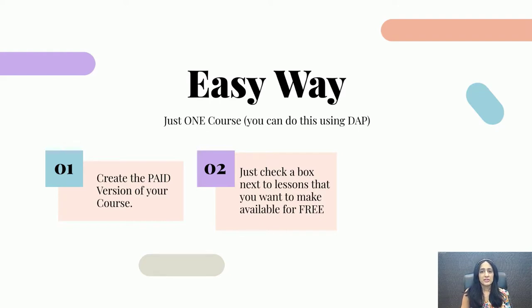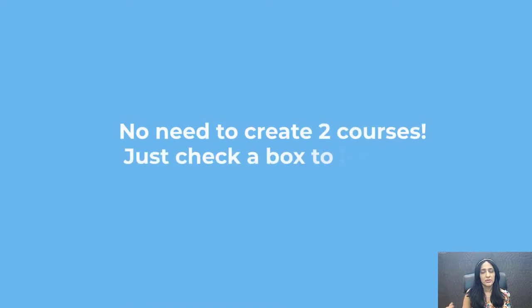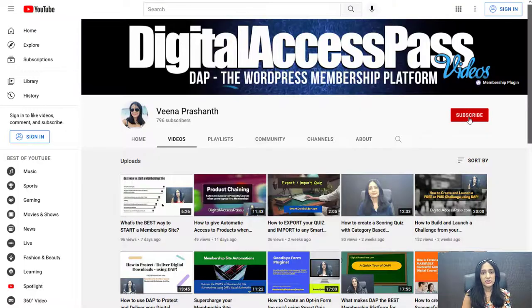So when you mark the lessons as free in DApp's paid version of the course, it will be available to everyone. Even if they are not logged in, they will be able to access those free lessons. And when they reach the last lesson, it will be locked. They will see a message that is fully customizable where you can say, you have now reached the end of the free version. Here's how you can unlock full access to the paid version. So one course, right, single course, paid version, and you just have to check a box to let DApp know what lessons are free. You don't have to create two different versions of the course. Really easy to set this up using DApp.